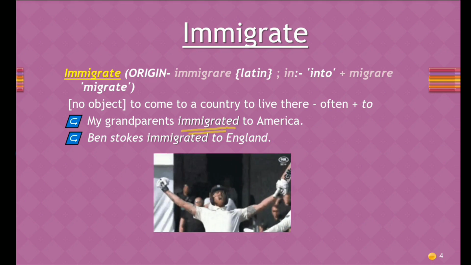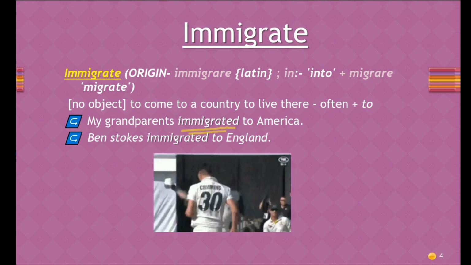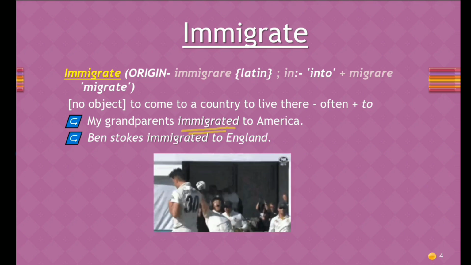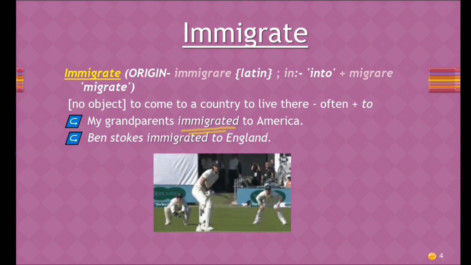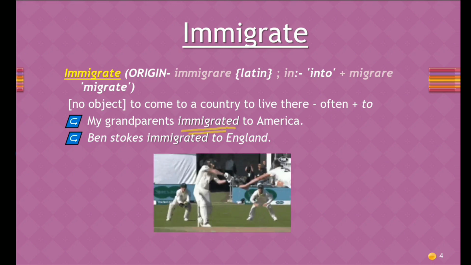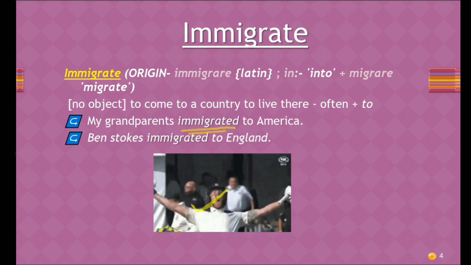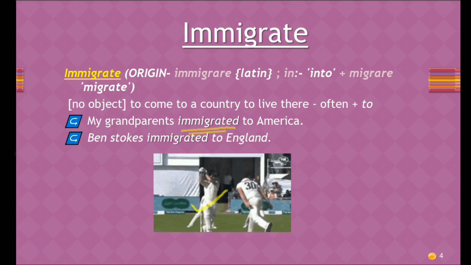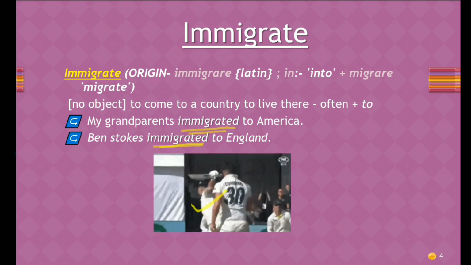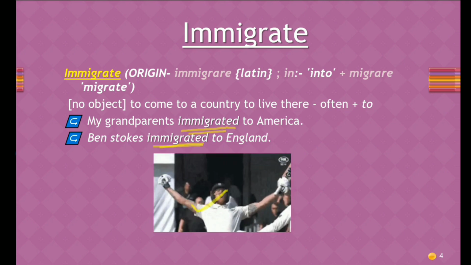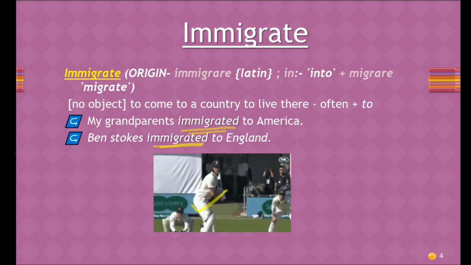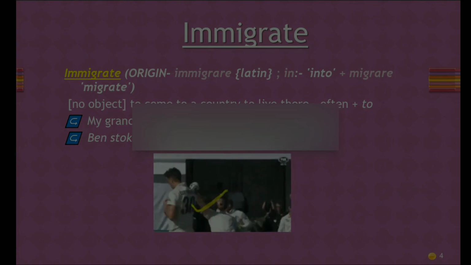Stokes immigrated to England. It means Stokes came to England to live there, leaving his native country, which is New Zealand. Now here you can see the GIF of Stokes. He's a very great batsman of England. So now we have to just focus on its meaning, that he has come to live in England, leaving his native country, New Zealand. I hope it is clear.